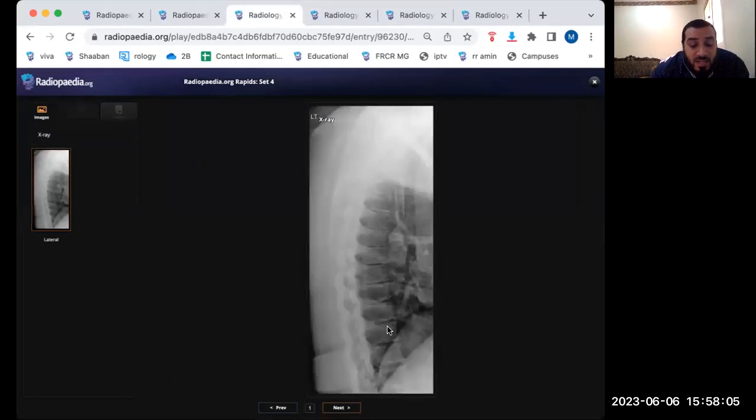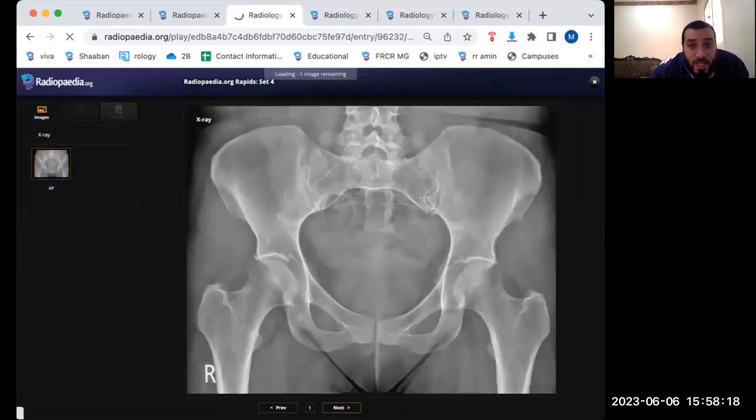For this lateral thoracic vertebra, look only for the compression fracture, the vertebra plana, or if there is a lung mass, like that. This is normal, totally normal one.